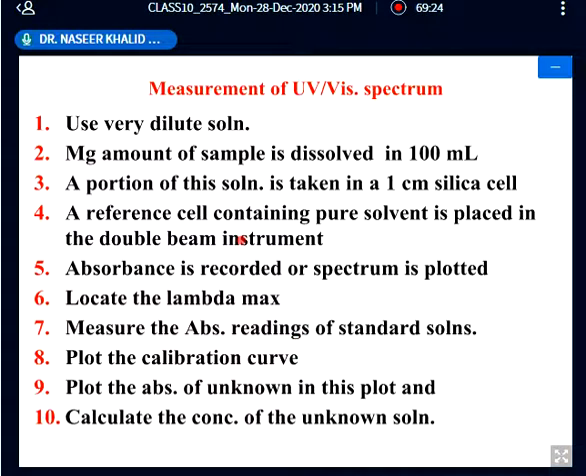How can we measure this practically? We make a very dilute solution. For example, the maximum amount of the sample is dissolved in 100 ml. A portion is taken in a one centimeter quartz cell or silica cell. The reference cell contains the pure solvent in place.